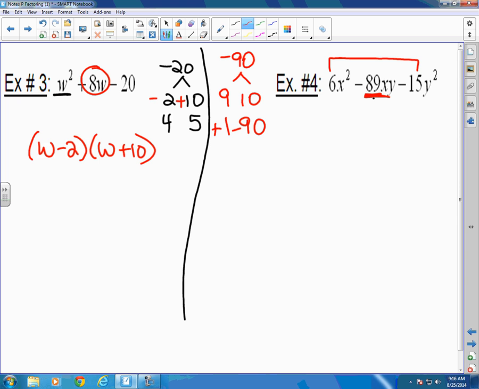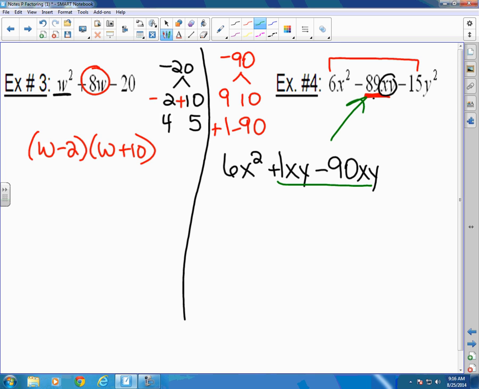Now, the AC grouping method says that you keep the first term the same, so I'm going to keep that as 6x squared. Then I use one of my factors, which is just a 1, and I have to have an xy in it. My middle term has an xy, so we would have an xy. If you want to put the 1 in front, you can, but you don't have to. And then I have negative 90. I'm using my second factor with the middle term, that is xy. So if I look here, 1xy minus 90xy, these two should combine to be that middle term, which is negative 89, and they do. And then the last term stays the same as 15y squared.